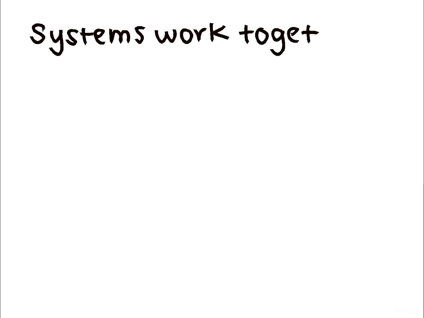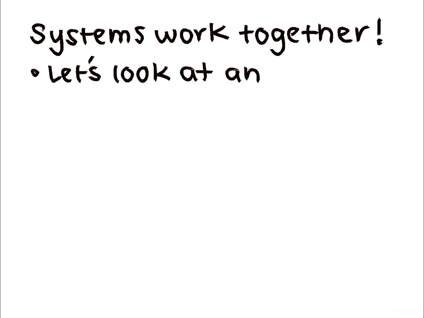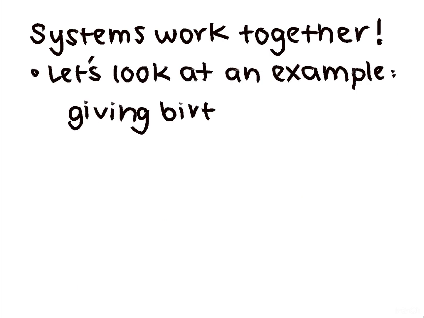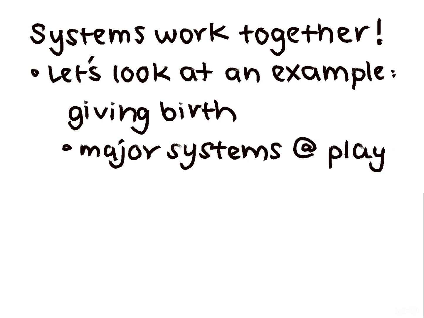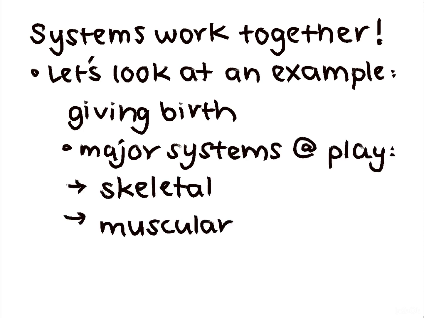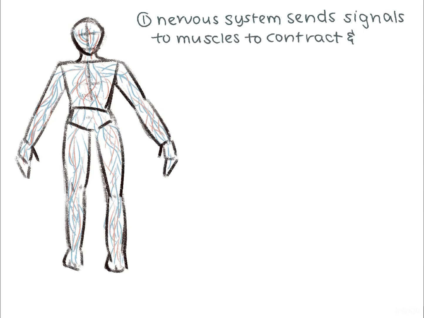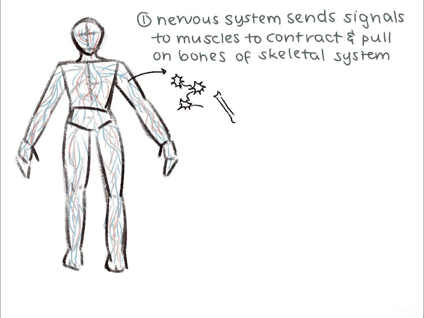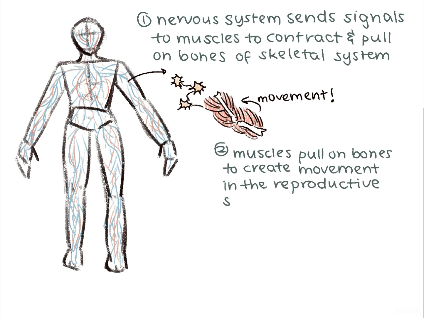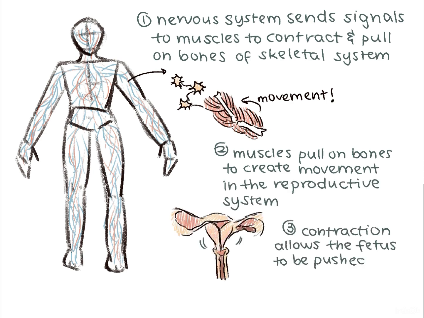How do these systems work together? Let's take a look at a specific example of giving birth. The major systems at play are as follows: skeletal, muscular, nervous, and reproductive system. So first, the nervous system will send signals to the muscles so they can contract and pull on the bones of the skeletal system. Then the muscles will pull on these bones to create movement in the reproductive system, and the contraction will allow the fetus to be pushed out.